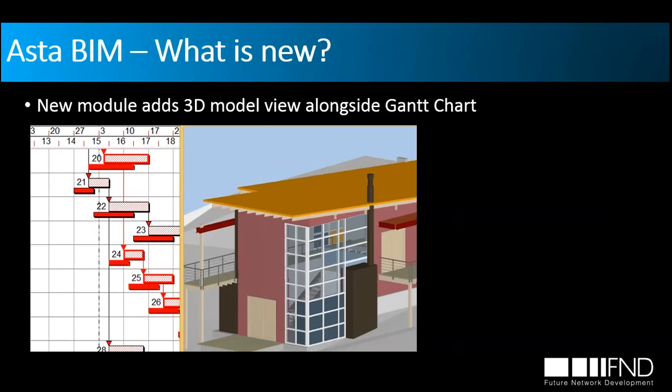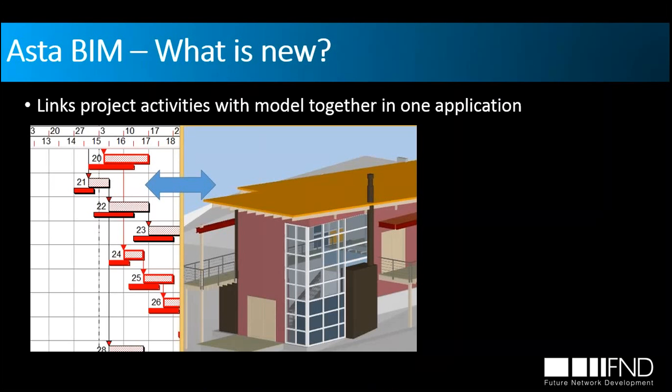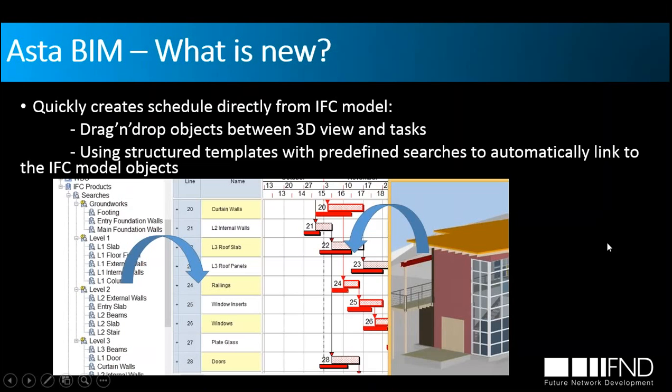And now I would like to say what we can achieve using Asta. First of all, Asta allows us to display the 3D model alongside the Gantt chart. And later on, we can associate the building components together with our schedule. We can do this in two ways. Either we can connect them manually, just dragging and dropping, and this is the philosophy of Asta Powerproject.